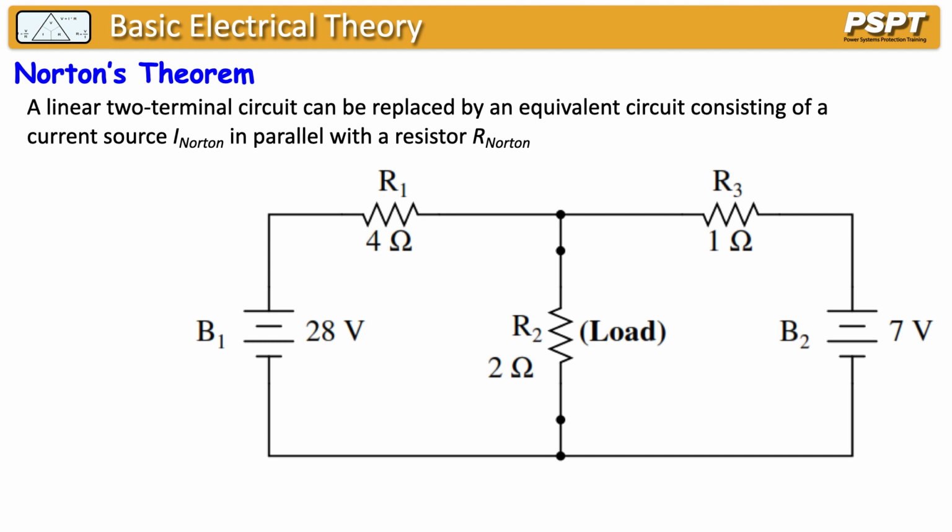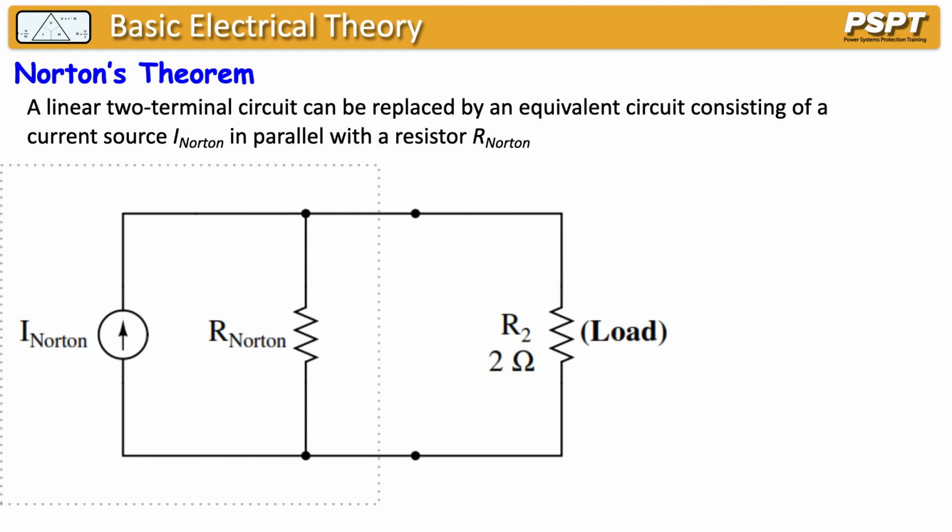We are going to use this same example that we started out with, looking at the Thevenin equivalent. But this time, we're going to calculate the Norton equivalent for this circuit. Again, we're choosing R2, the 2 ohm load resistor, as our load. So we're going to now replace everything else in the circuit with the Norton equivalent, which is a current source in parallel with its internal resistance.